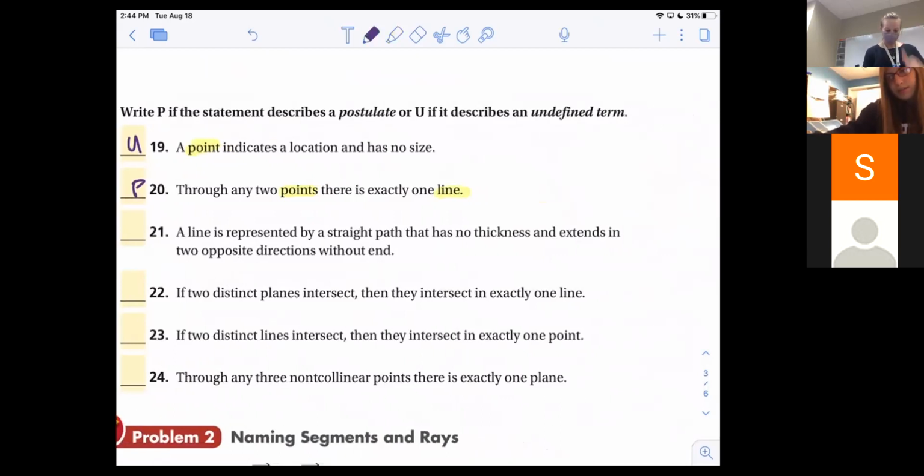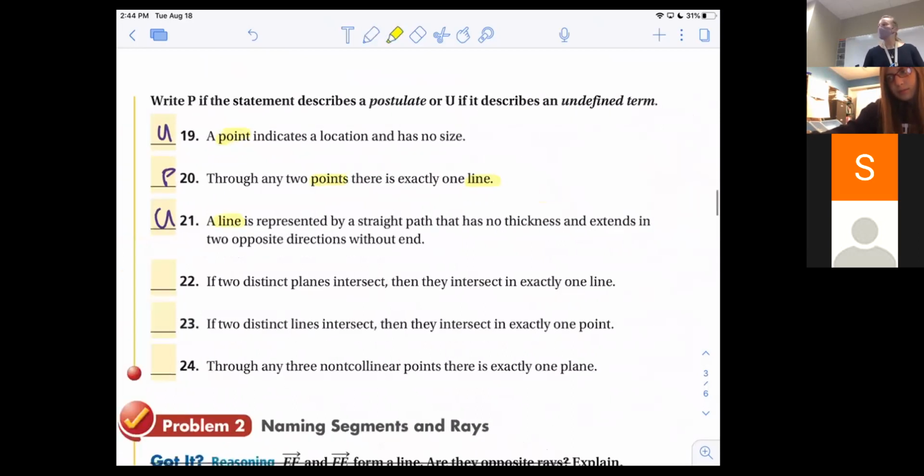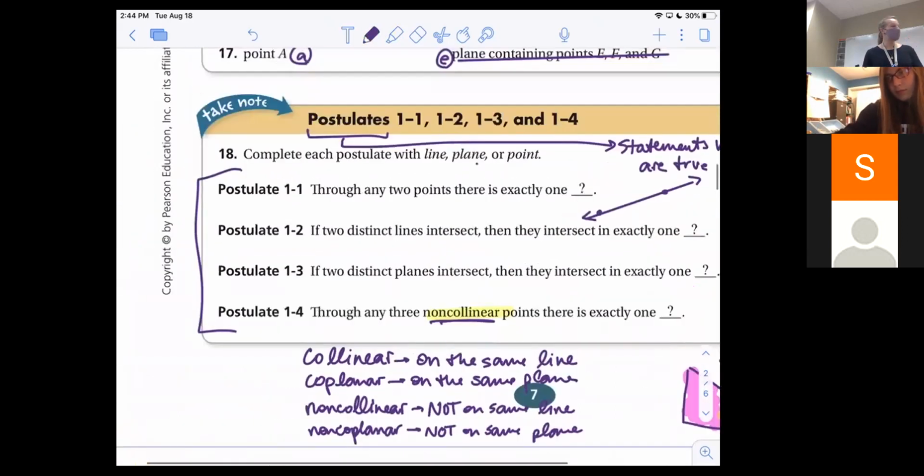Undefined. Great job, guys. That one just has 1. 22. Postulate or undefined? Postulate. Wow, we were strong on that one. Love it. Postulate's correct. What about the next one? Postulate. What about the last one? Postulate. Those 4 are verbatim, the exact same as what we just looked at up there.